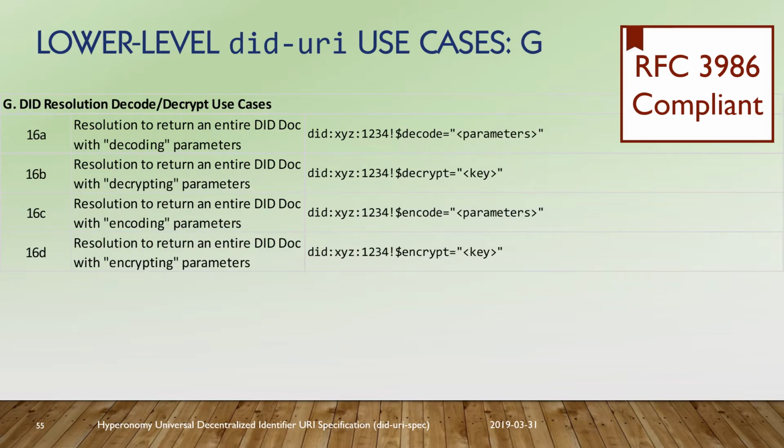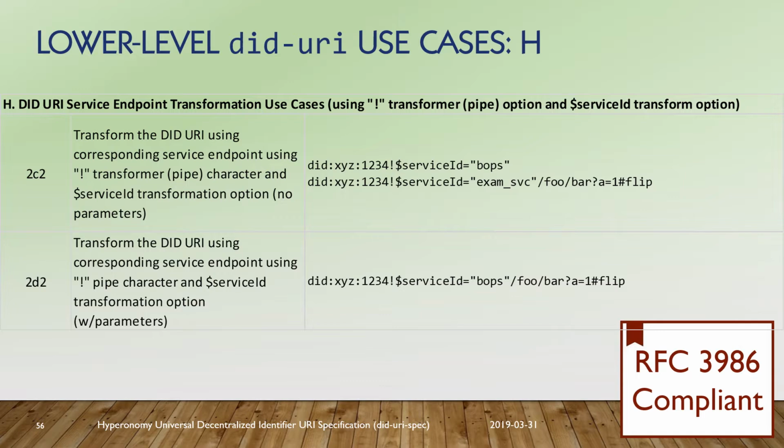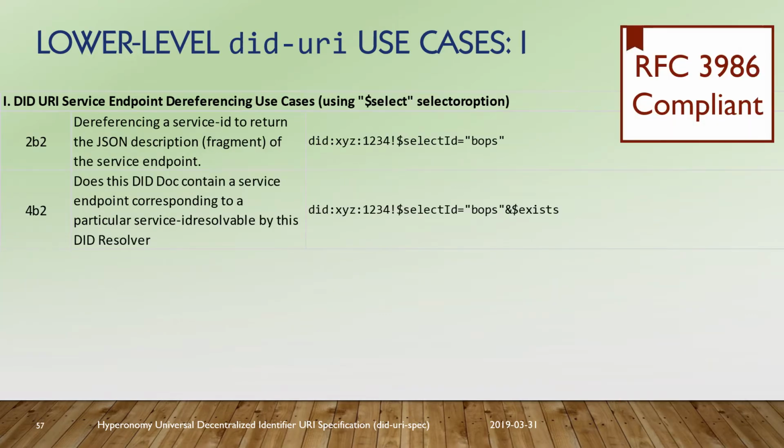DID resolution decode decrypt use cases. These I'm less familiar with, but there has been discussion saying that either parameters have to be supplied to decode a DID document, decrypt a DID document, or perhaps encode or encrypt a DID document. So these are kind of notational examples, syntactic examples that need to be clarified. H, this is the service endpoint transformer option that we've talked about before in our first example.